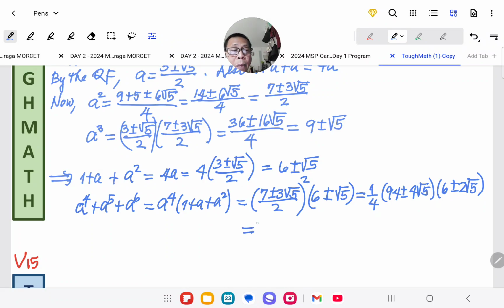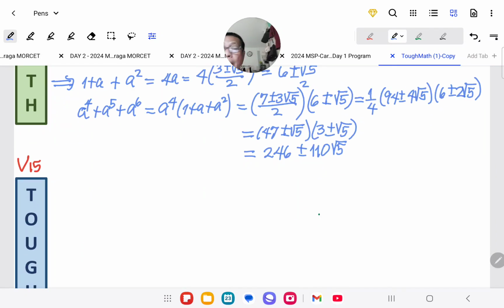And this is equal to: the first factor has a common factor with 4, so this reduces to 47, and the second factor, 6 plus or minus 2 square root of 5, also has 2 as a common factor, so the 4 in the denominator disappears and we are left with 47 plus or minus the square root of 5 times 3 plus or minus the square root of 5, which is equal to 246 plus or minus 110 the square root of 5.